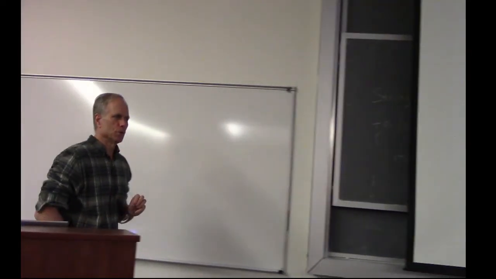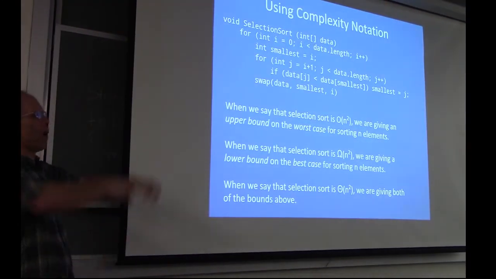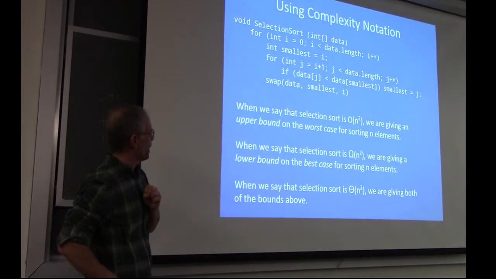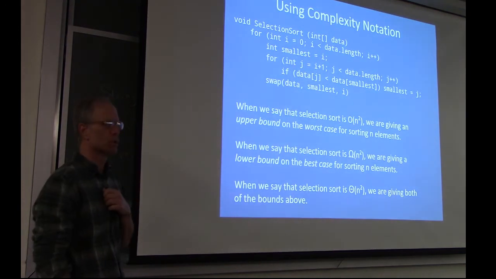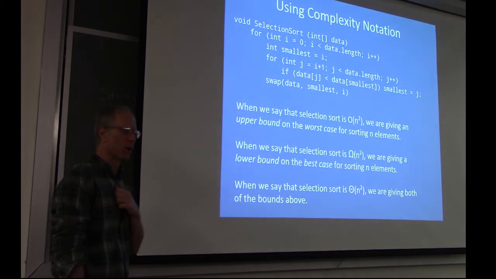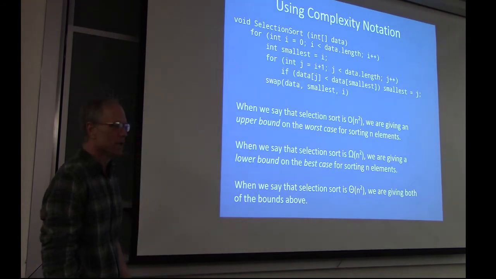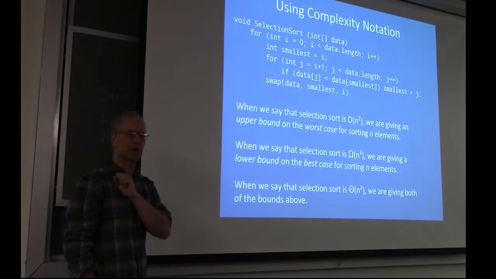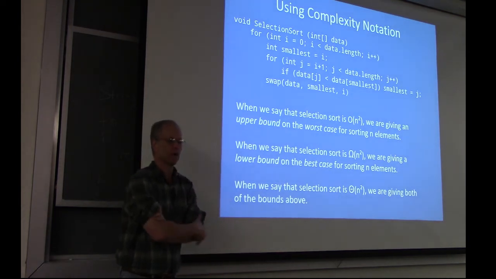So you often use complexity notation, as he was suggesting just now, to put bounds on the running time of all of the cases of an algorithm. And when we say that selection sort is O of n squared, what we're saying is the worst case for selection sort is O of n squared. Because if the worst case is O of n squared, that means every case is O of n squared, by definition of the worst case. Similarly, when we say that selection sort is omega of n squared, we're giving a lower bound on the best case. I mean, we're really giving a lower bound on all the cases, but it's enough to give a lower bound on the best case.